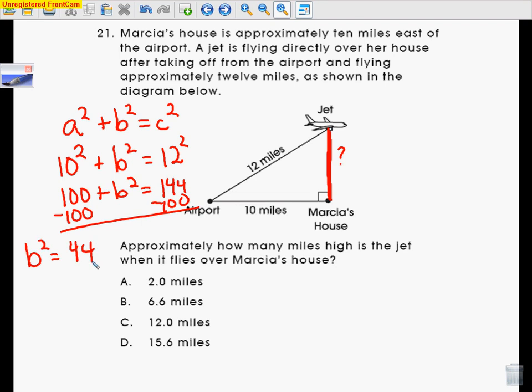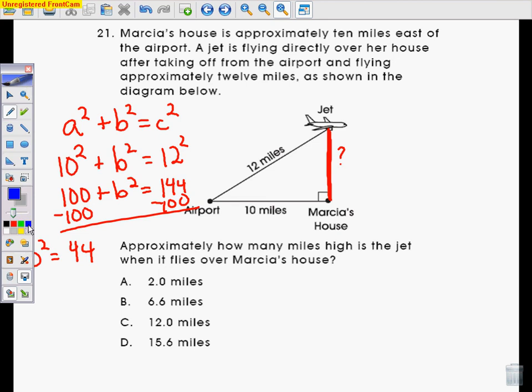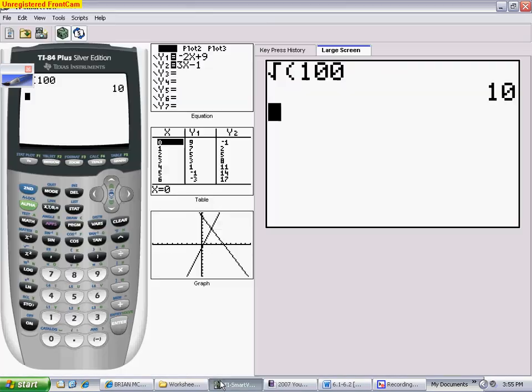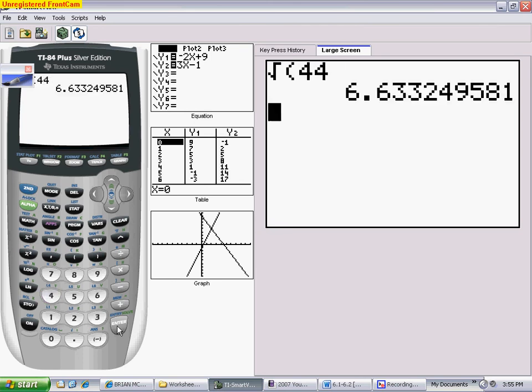Okay, and once again, we don't want to know what b squared is, we want to know what b is. So we have to get rid of that squared. Once again, the opposite or the inverse of squaring is square rooting. So we want to square root both sides. The squared and the square root cancel out. So that leaves you with b equals, well, let's see, what is the square root of 44? Let's type that in our calculator. So the square root, we hit second, and the square root is above the x squared. Square root of 44 equals 6.63.